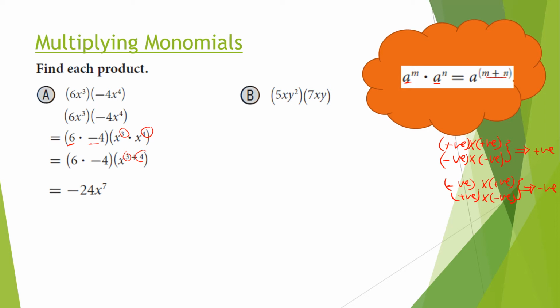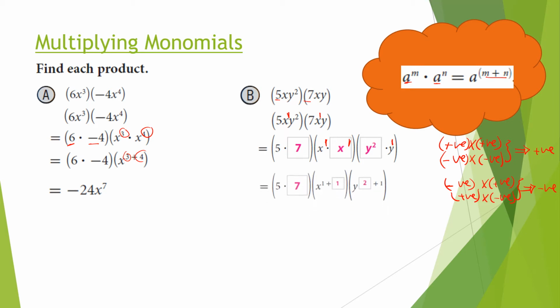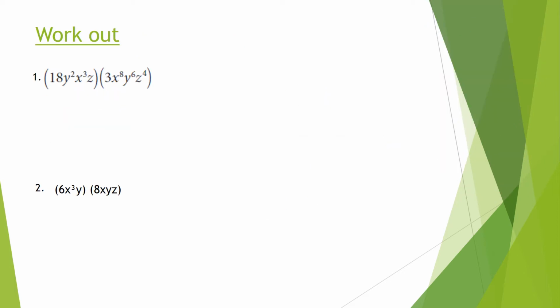The next one, I'm going to multiply the numbers 5 times 7 and add up the powers. So x, I have here x power 1 and x power 1, and I have the y power 2 and y power 1. So 5 times 7 will be 35, and 1 plus 1 will be 2, and 2 plus 1 will be 3. So it's 35 x power 2 y power 3.